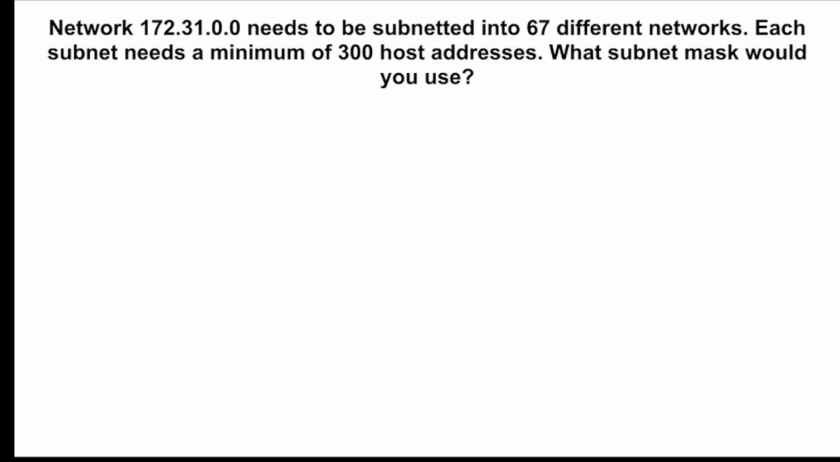Okay, network 172.31.0.0 needs to be subnetted into 67 different networks. Each subnet needs a minimum of 300 host addresses. And now the question is, what subnet mask would you use?